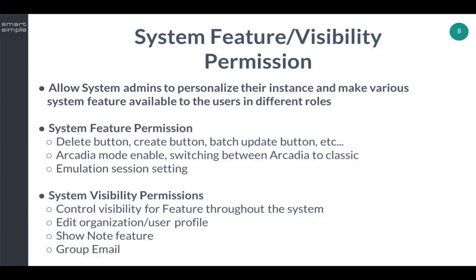The visibility permissions control visibility for features throughout the system: the edit button visibility for organization and user profile, showing the note feature in the application record or the organization profile, and group email visibility. Visibility permissions are available in global settings or UTA settings. I will show you more in the demos later on.